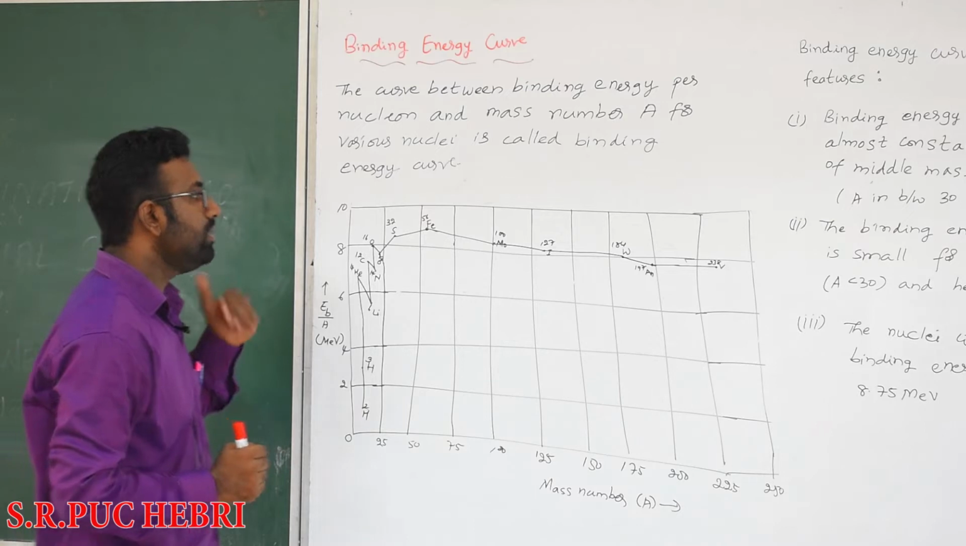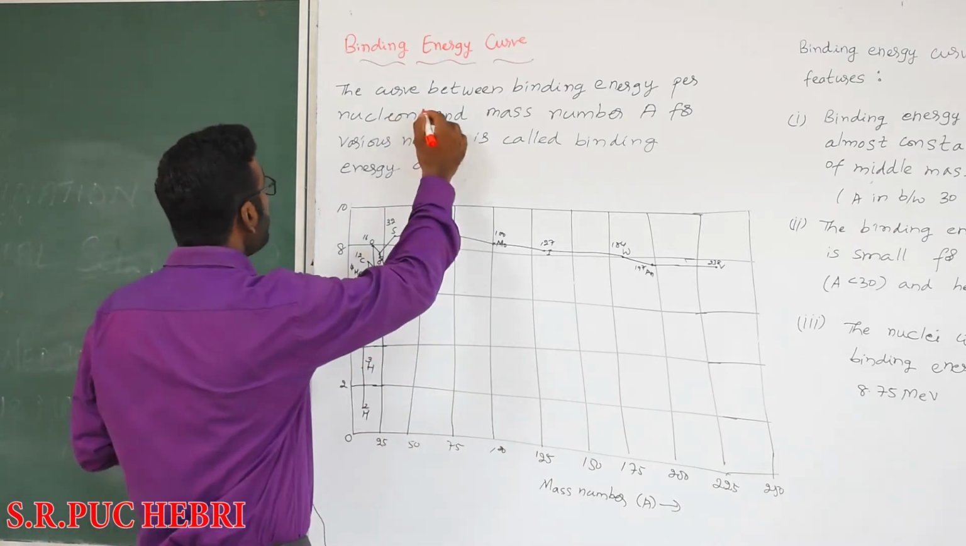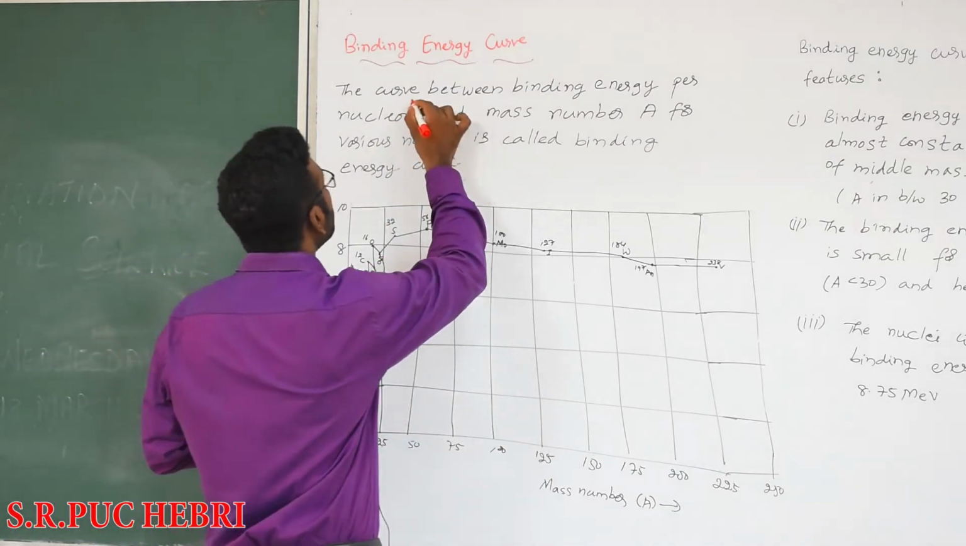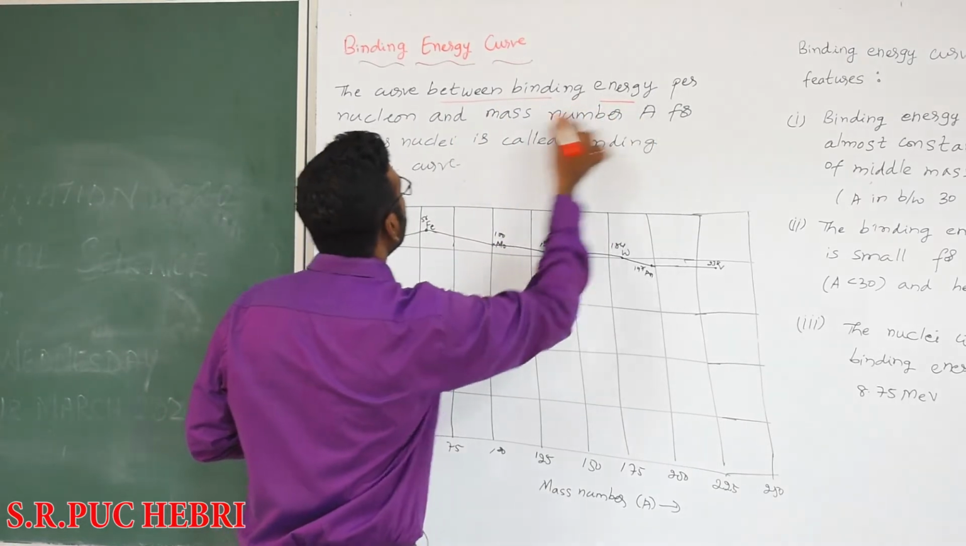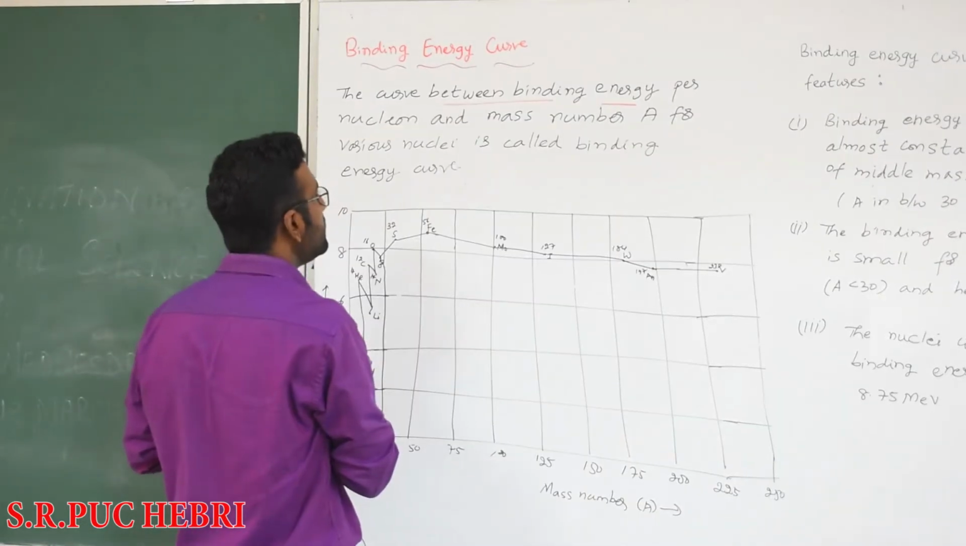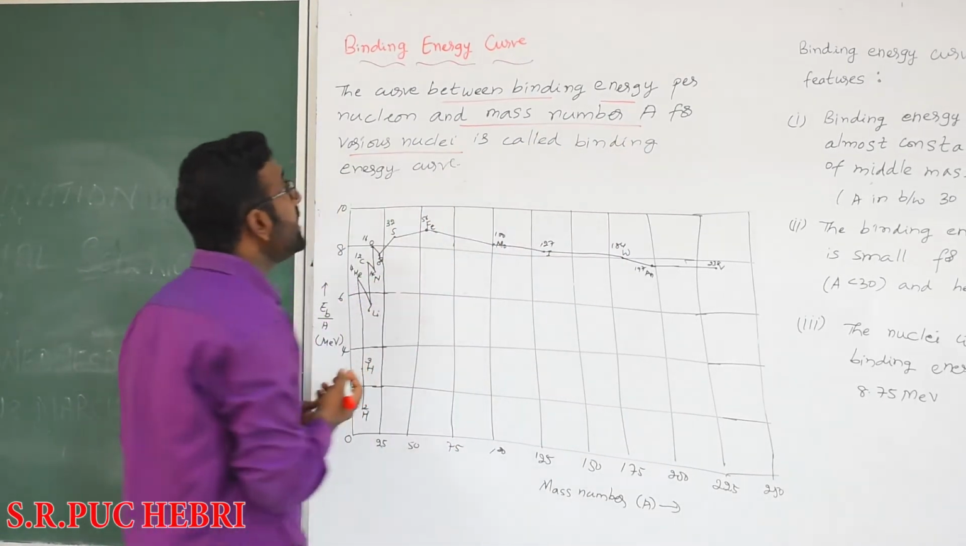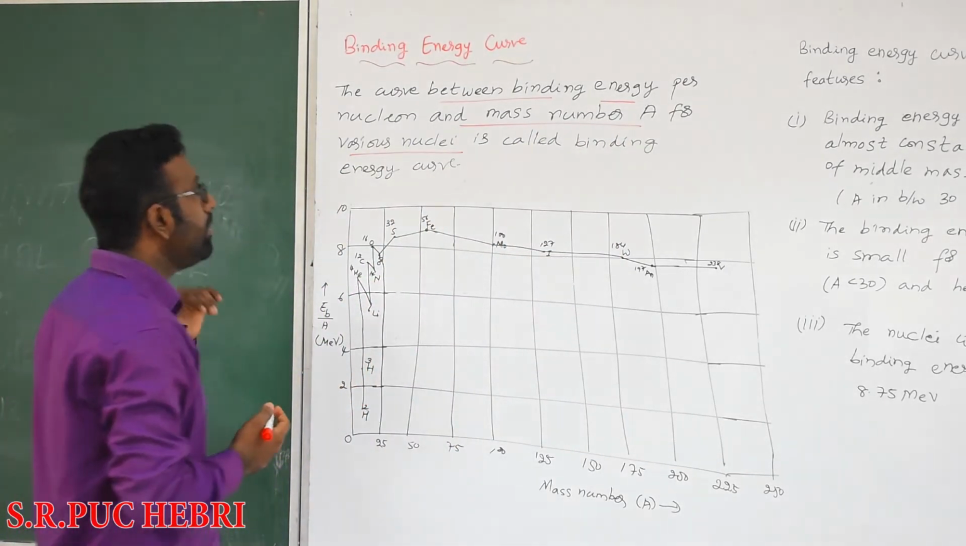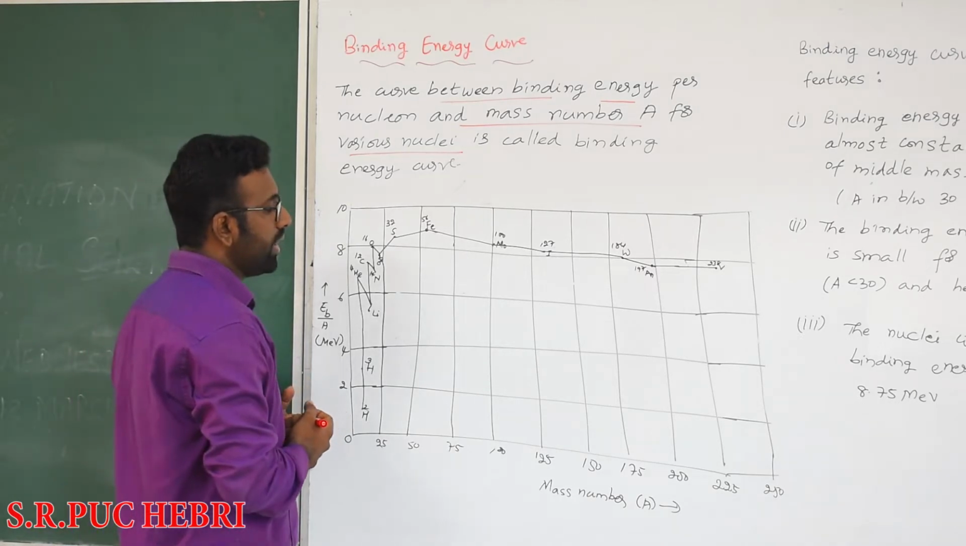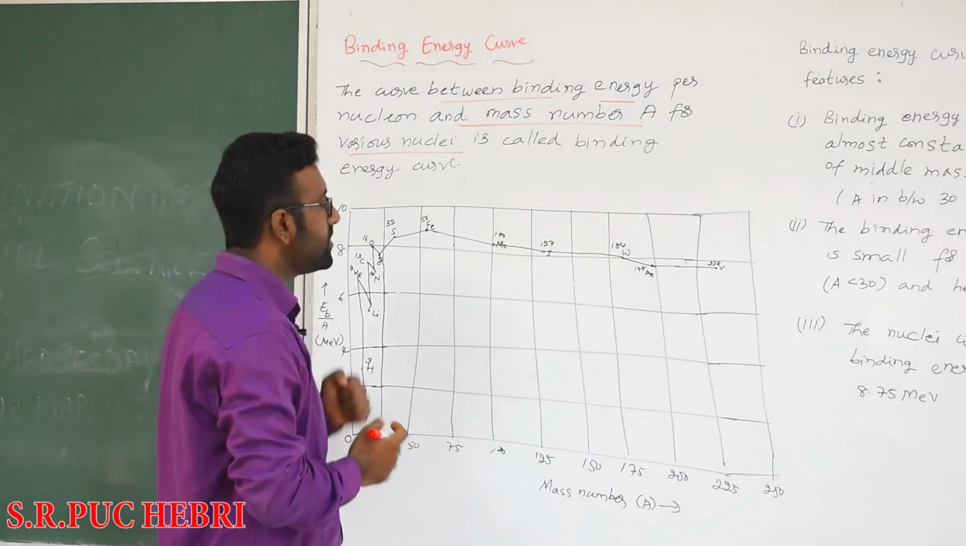So the definition: it is a curve between binding energy per nucleon and mass number for various nuclei. This is known as the binding energy curve.